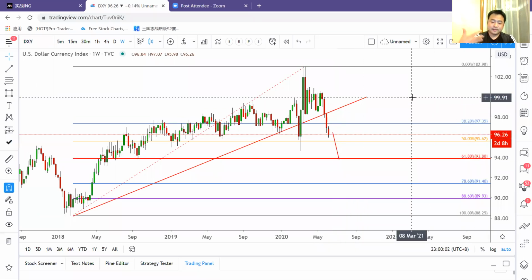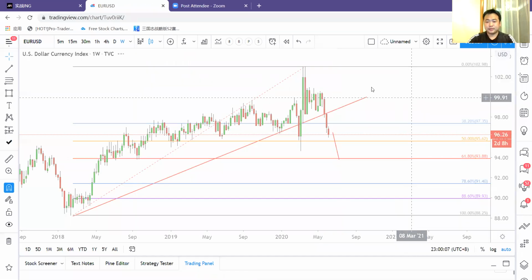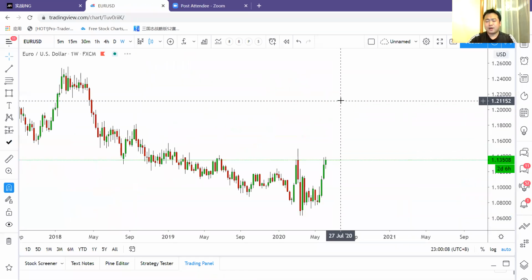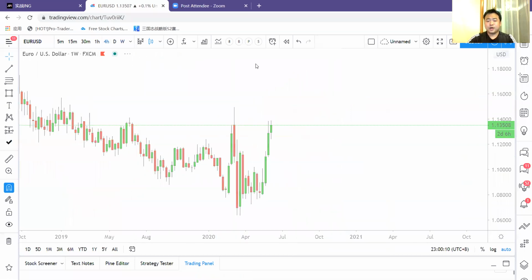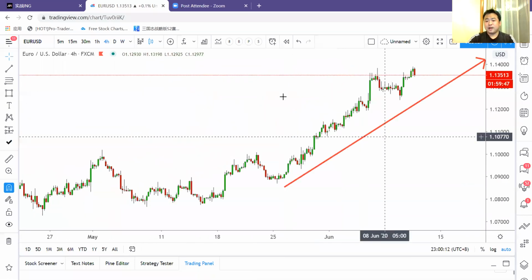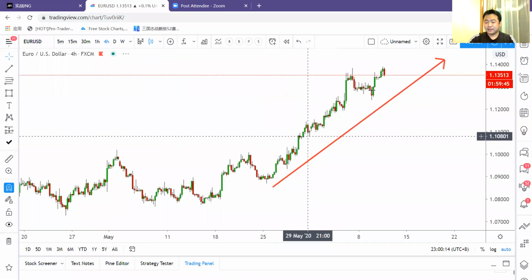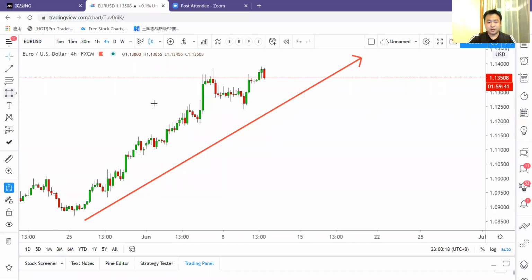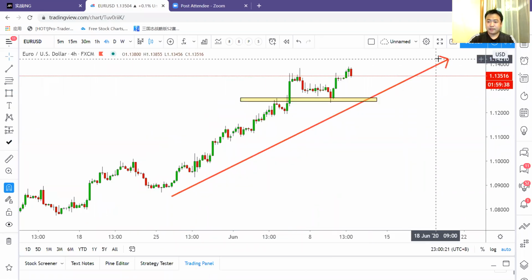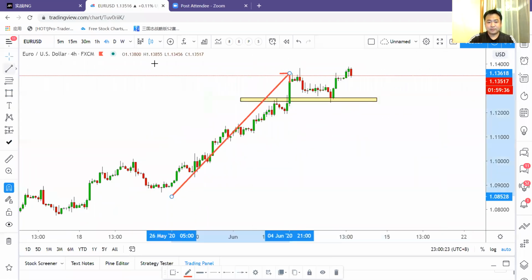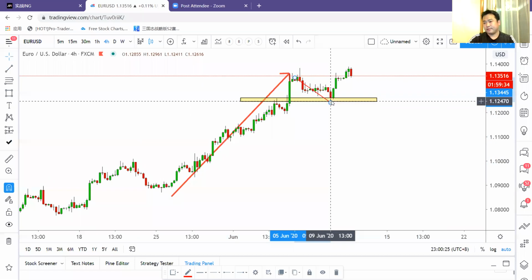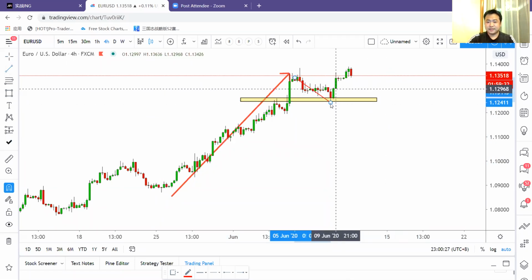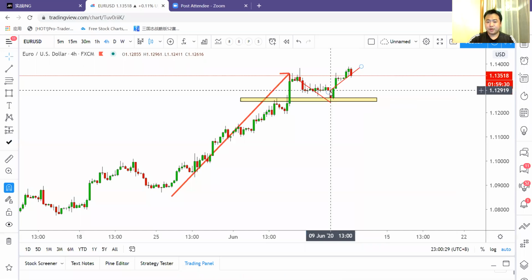Okay, so with that in our background information, let's check the euro dollar. The euro rallied very well. I think in my last webinar I told you guys to buy the low of the euro. If you remember and you captured the opportunity of the structural breakout and pullback strategy, you should have found this trade. Long from 1.1250, and now you already have a 140 pips swing.